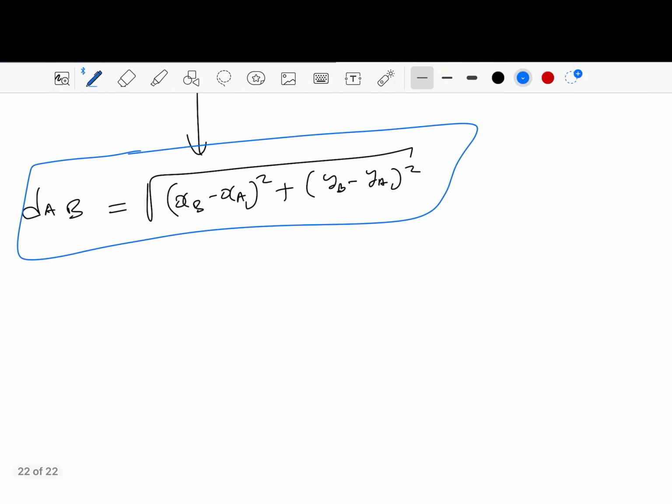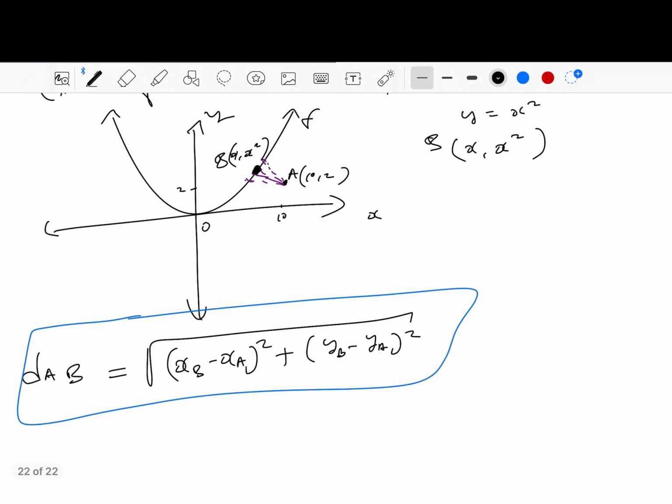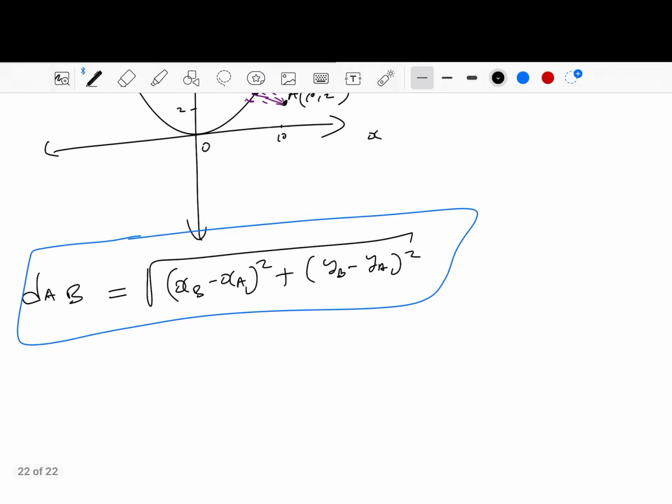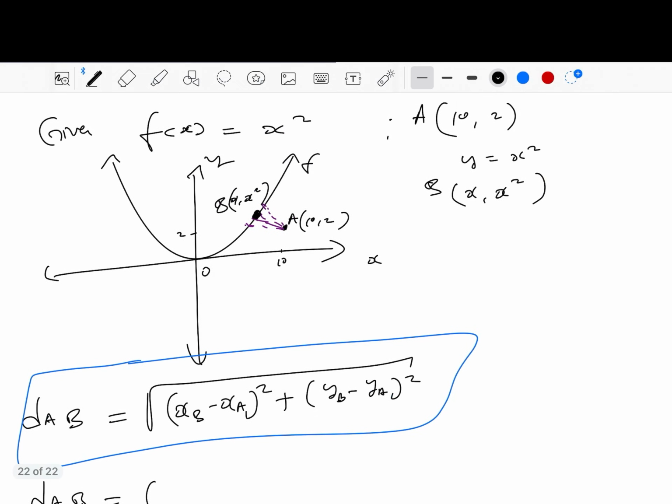Right? So from the distance formula, we then do substitution. So you have the distance formula, the distance between A and B. The x value of A is 10, the x value of B is x.